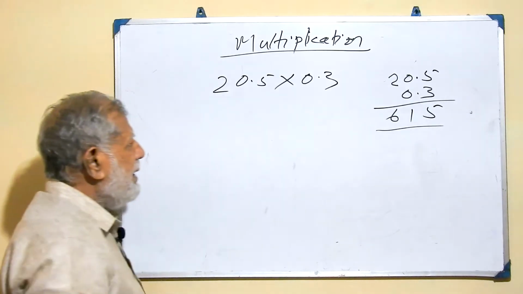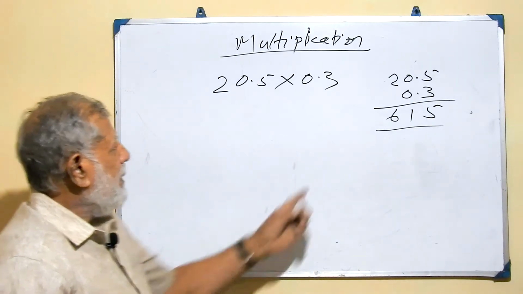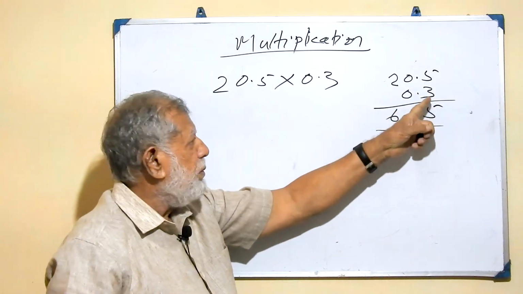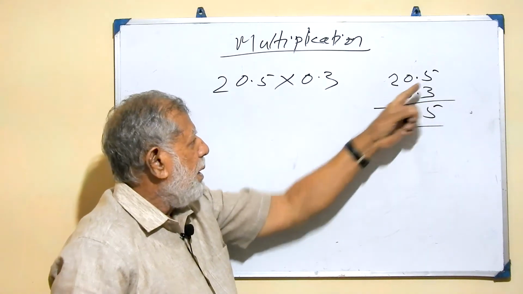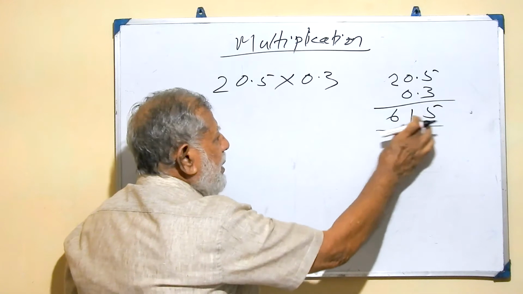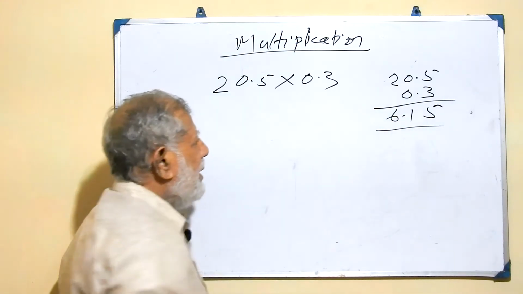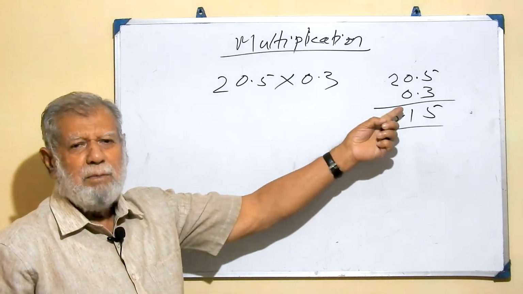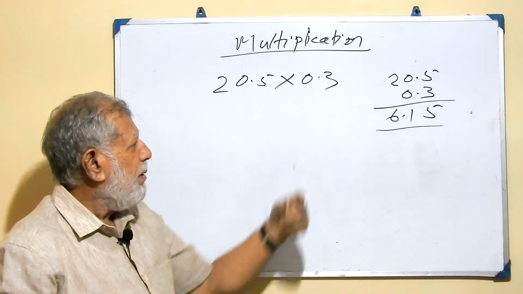Now where to put the decimal? Here we count all the decimals in the sum. The sum has two decimal numbers, 1 and 1. So we have to count from here 1, 2 and put the decimal here. Many children make this mistake, but it's very easy. You have to just count the decimal numbers and put the decimal accordingly.